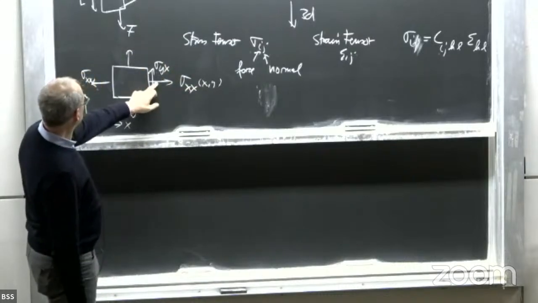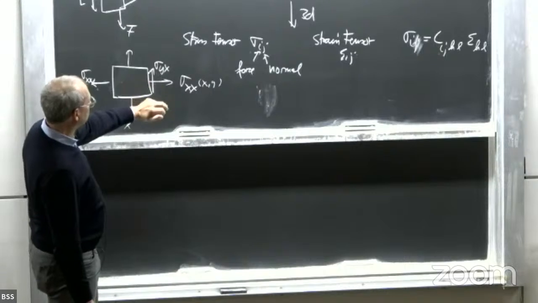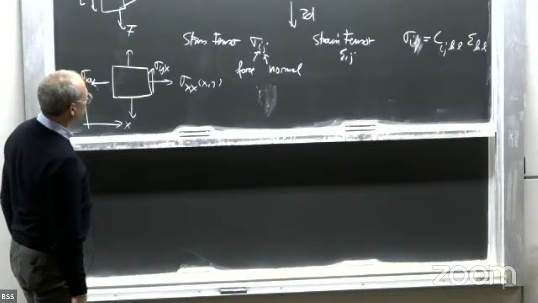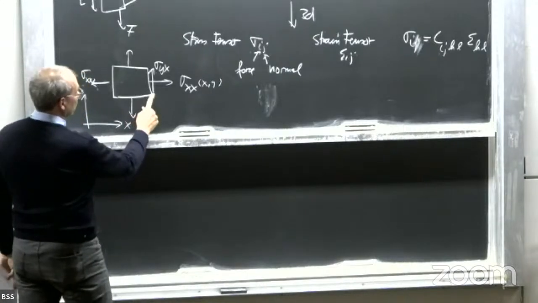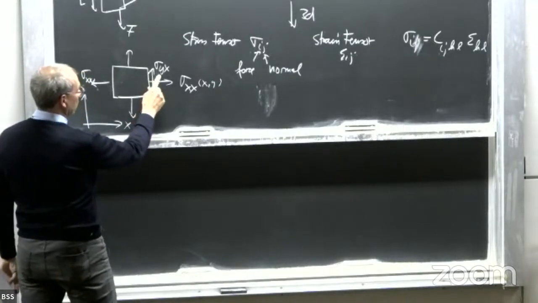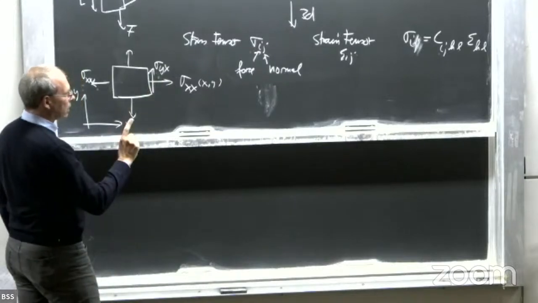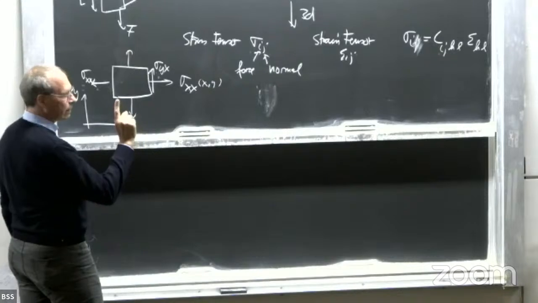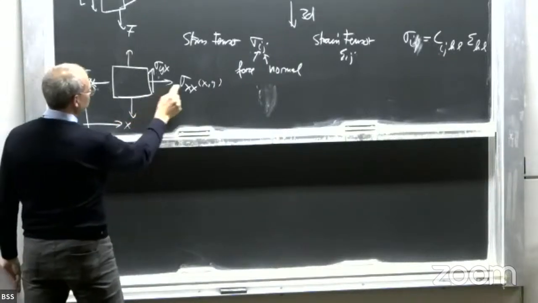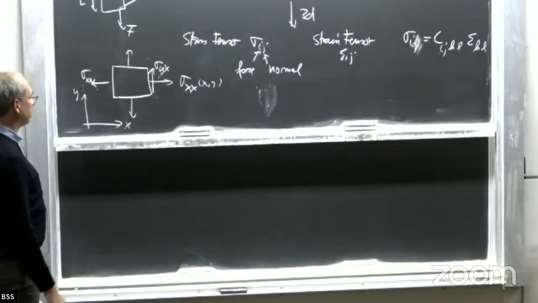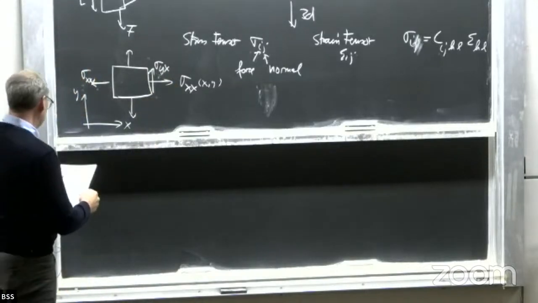Okay, and we give it actually a positive value if it goes in this direction. So this is always defined to be positive if the two directions go in the same positive direction. Okay, so positive x and positive y, then we call it a positive sigma. Yeah, then you go on.